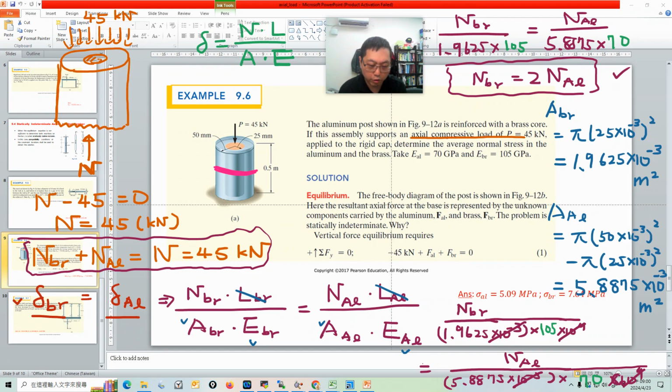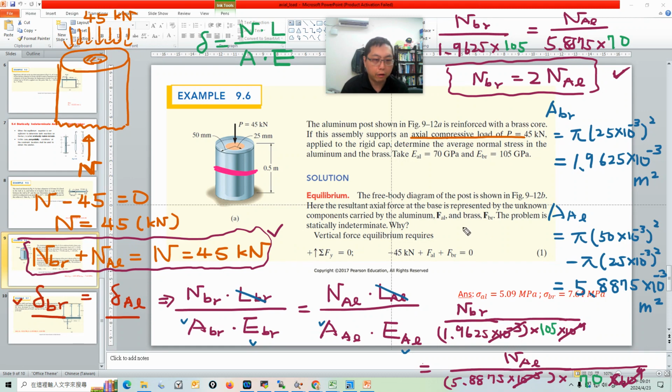1.9625.8875 divided by 70. Yeah, I think that's the correct answer. Okay, NBR is equal to 2 NAL. Okay, so if you use these two equations, what will you have? If you use this one and this one, finally you will get NBR is 2.